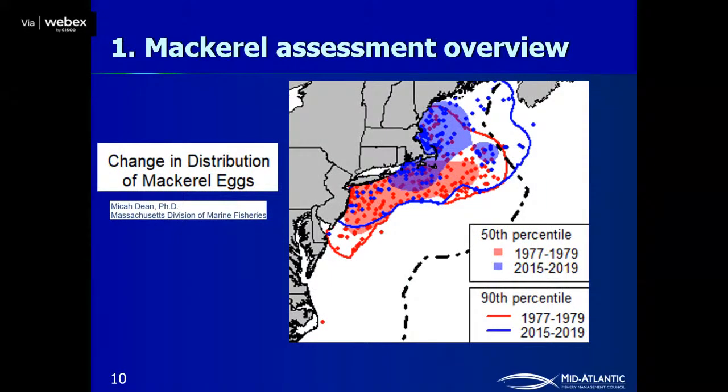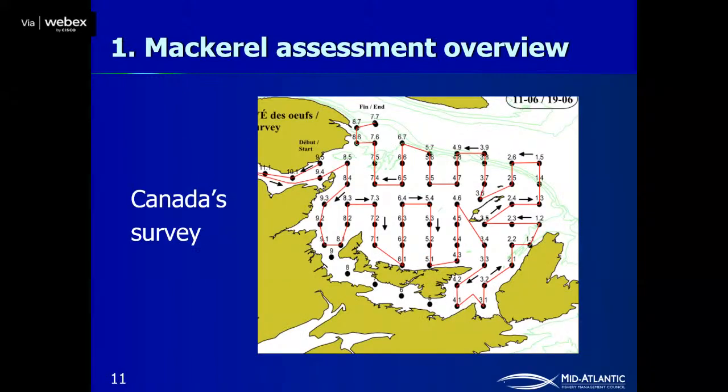On those egg surveys, this is a cool thing that Micah Dean up in Massachusetts did, just to give a sense of the shift of where we've seen eggs. He sent me this recently when the peer review was talking about mackerel, or I refound it. The key thing here is in that red shaded area, that's where we used to see most of the mackerel eggs back in the late 70s, Southern New England, Mid-Atlantic. And then more recently is the blue, mostly Southern New England and Gulf of Maine. Canada also does a survey in the Gulf of St. Lawrence, and they've done these exploratory egg survey missions to confirm this is really where most of the eggs are.